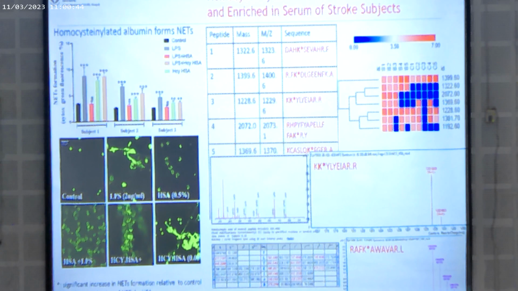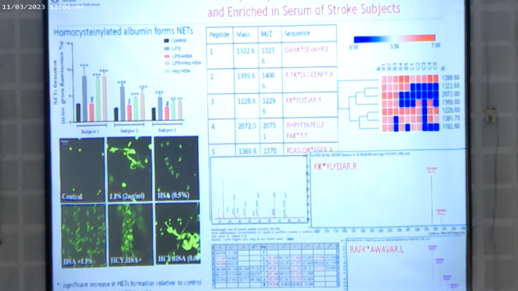Then further we try to see a few proteins. We have shown fibrin, and then collagen, and then later albumin. Albumin was more potent, so the data is for albumin here. So homocysteinated albumin again makes more nets in the neutrophils of the healthy individual.